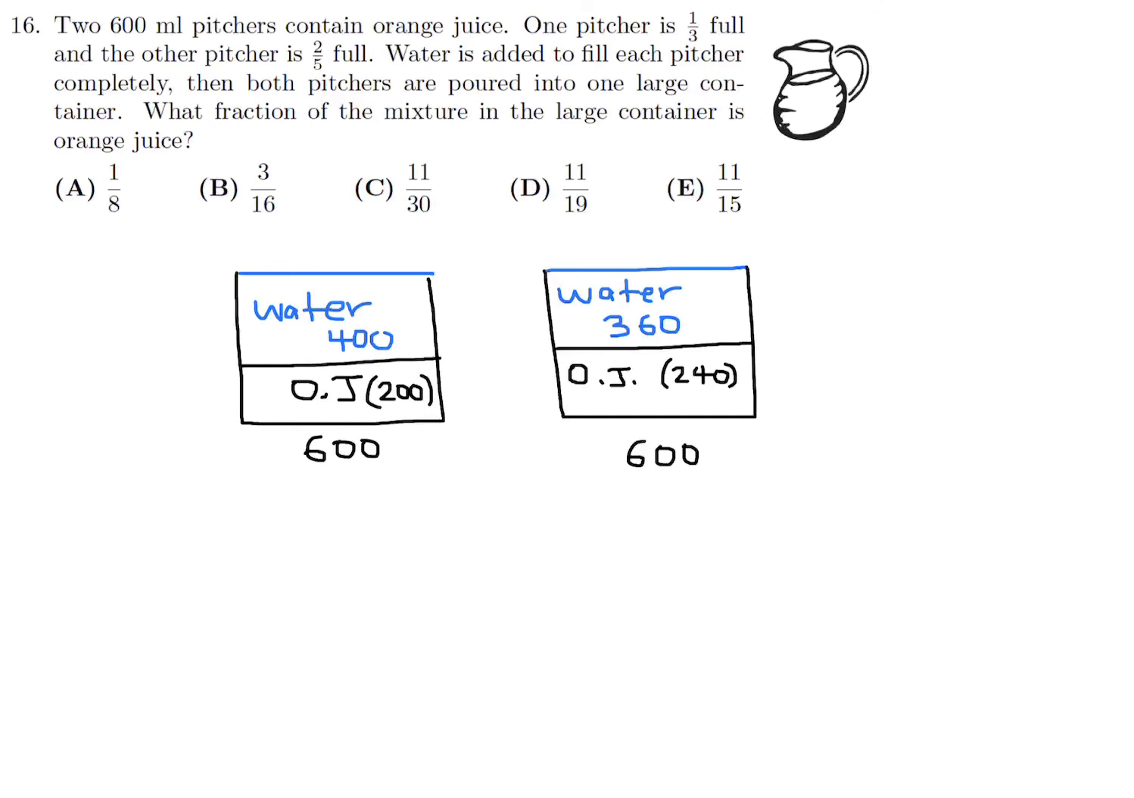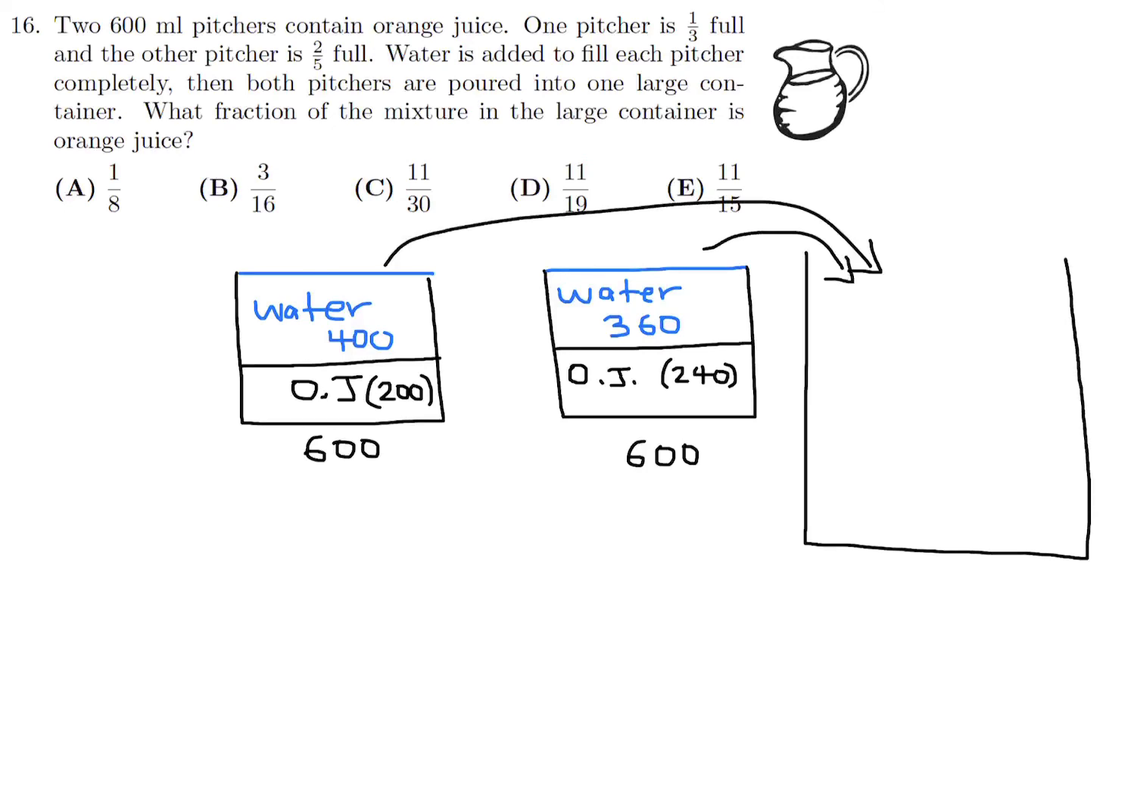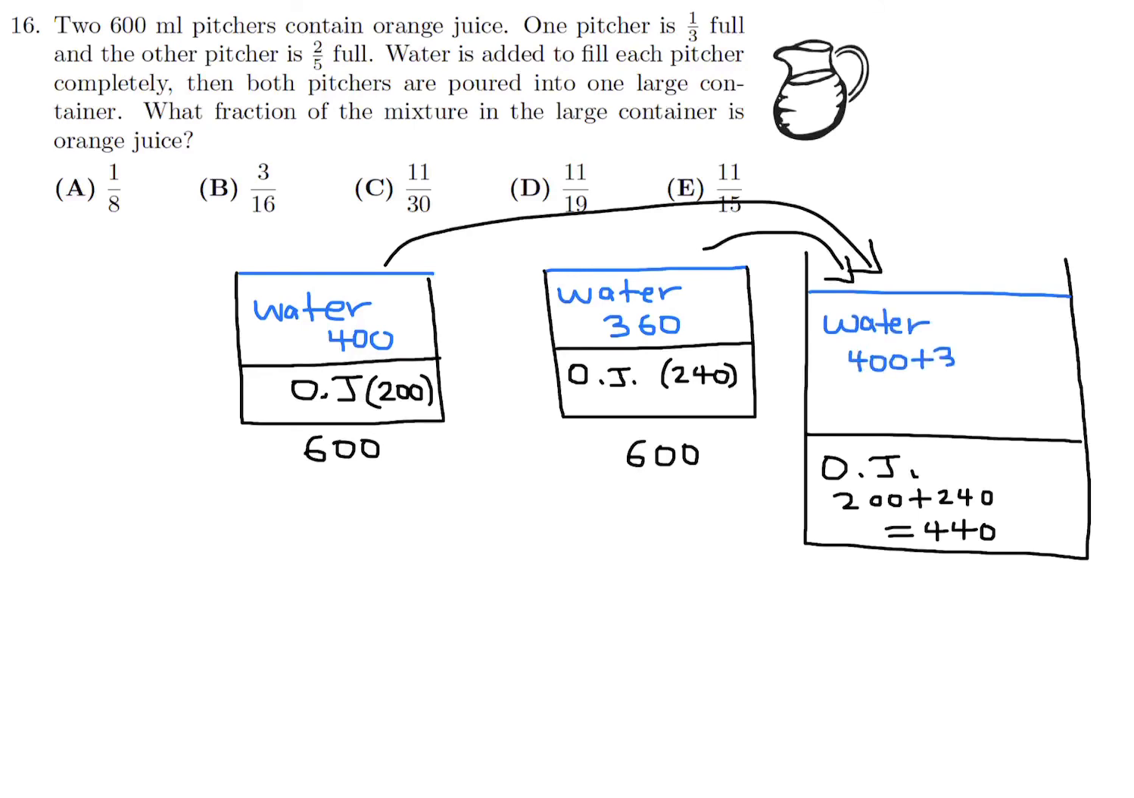And then they take everything in both of these pitchers and they put it into a big one, like that. So all of this gets dumped in here. And if you do that, you're going to have how much OJ? Well, you'll have 200 plus 240, which is 440 mLs of OJ. And how much water? Well, water will be 400 plus 360, which is 760.